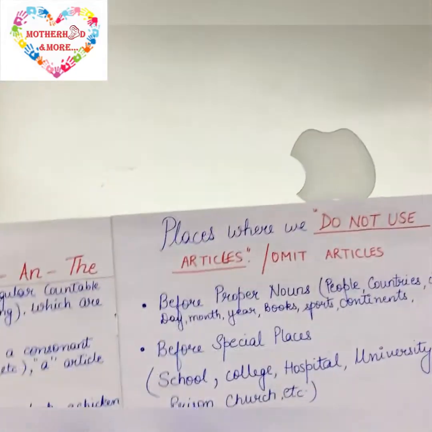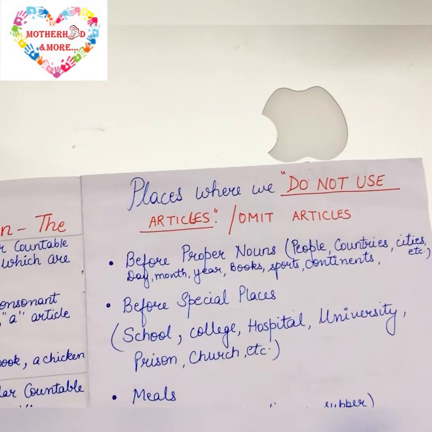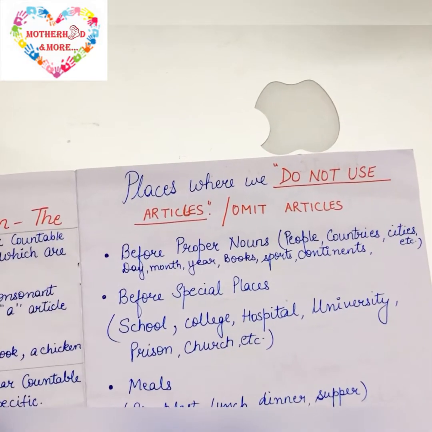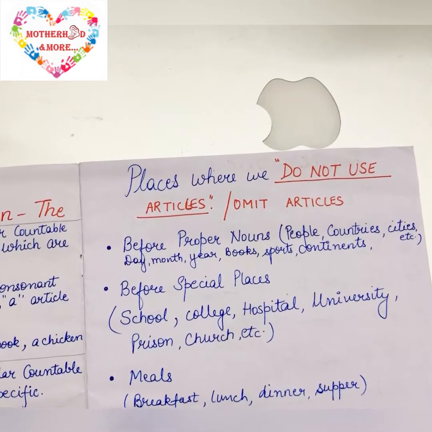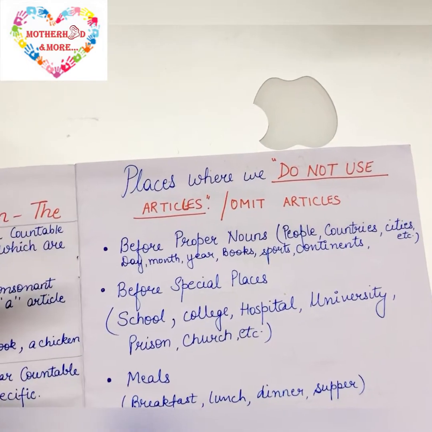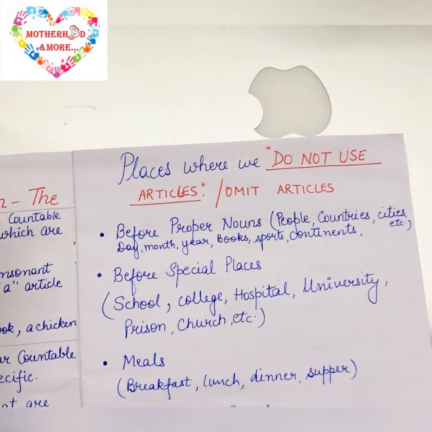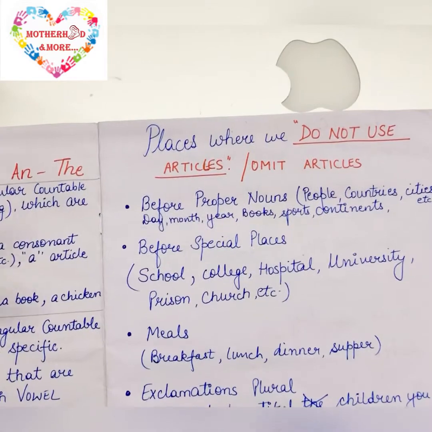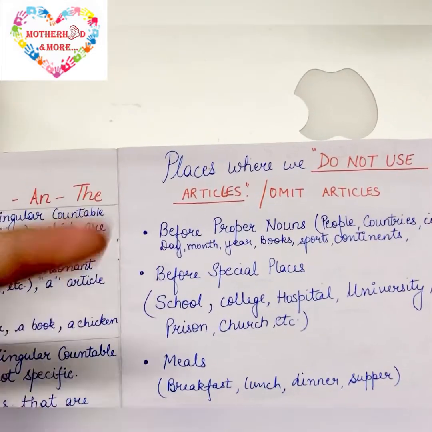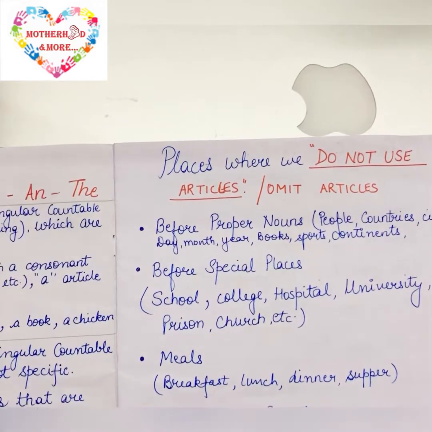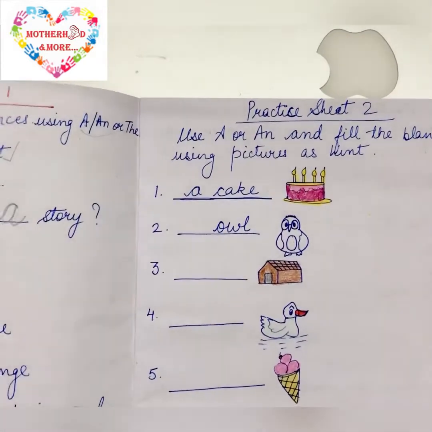Now the second sheet shows places where we do not have to use articles. These are sentences wherein we have to omit the articles before certain words, like proper nouns, special places, meals, exclamations, particularly plural exclamations, generalizations, languages, planets, and so on.